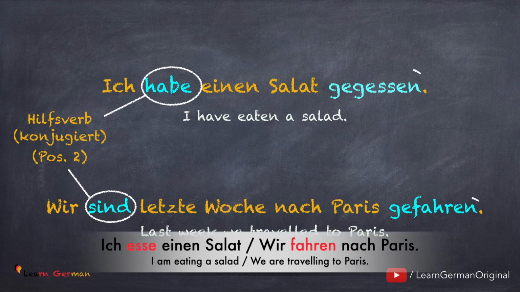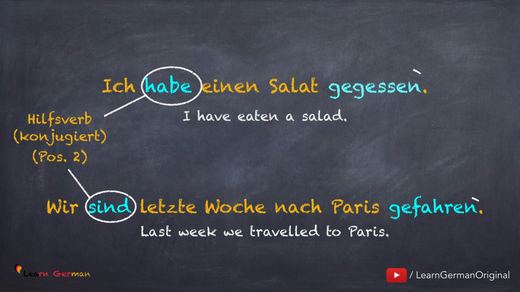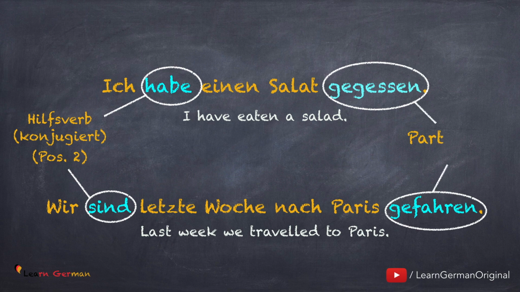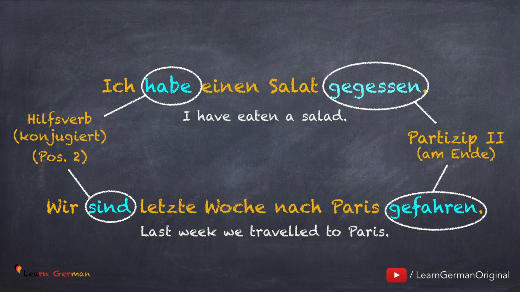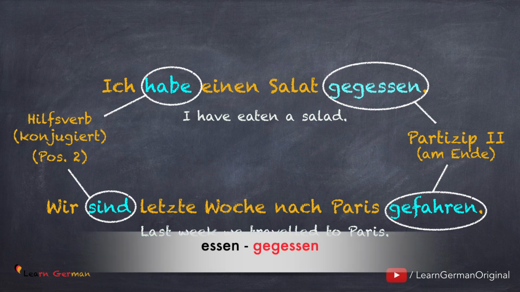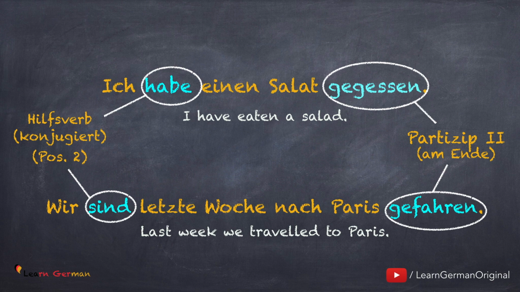In present tense, the verbs are generally in the second position. But in perfect, these verbs move towards the end of the sentence. And it also takes a different form. We use the Partizip II form of this verb. Partizip II is the past participle form of the verb. In these two sentences, gegessen is the Partizip II for essen and gefahren is the Partizip II for fahren. In a little while, we'll learn how to form Partizip II for various verbs.